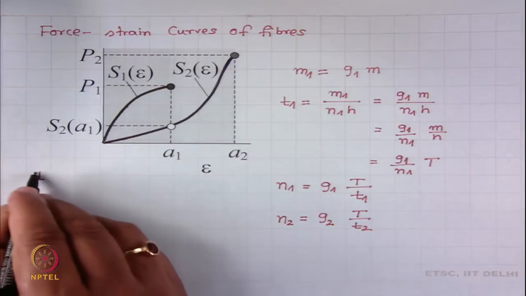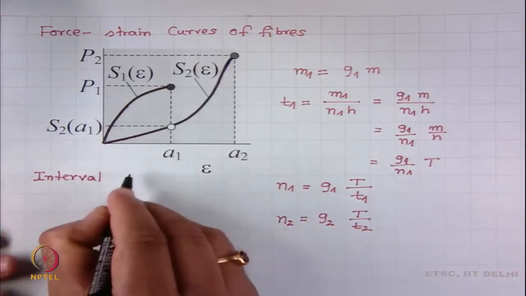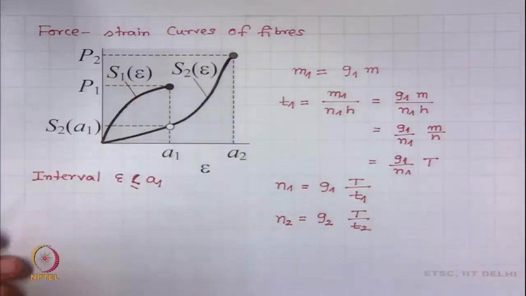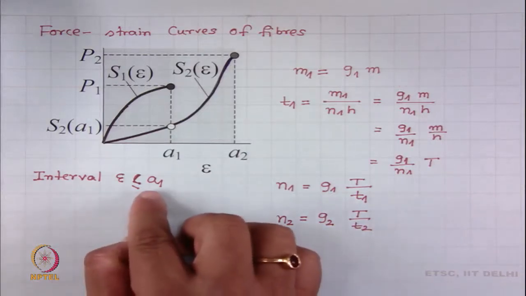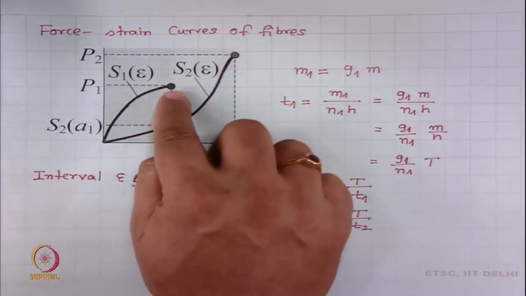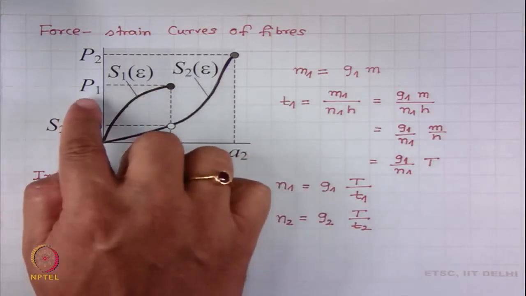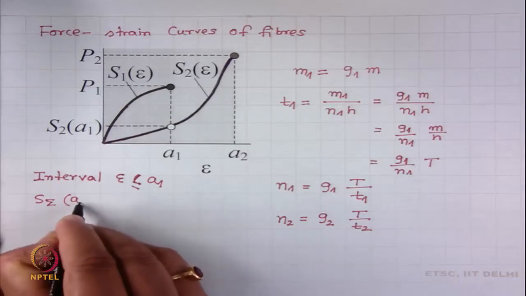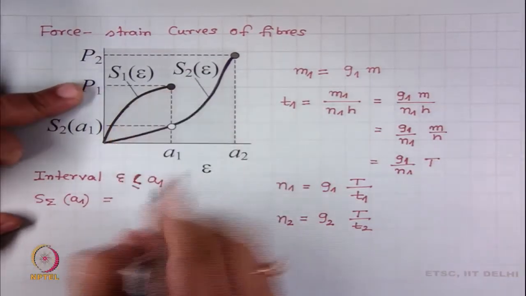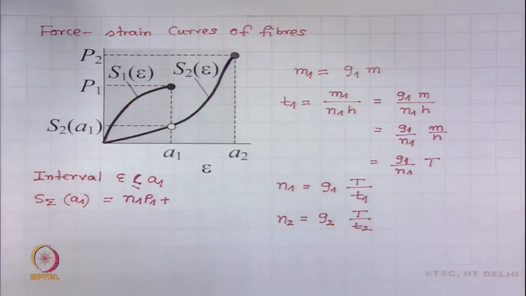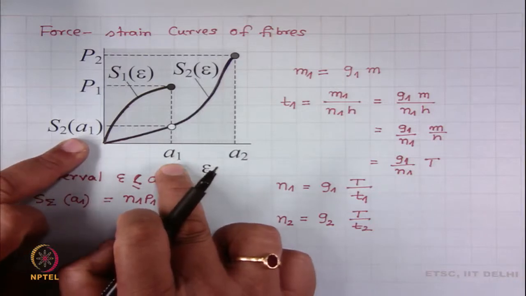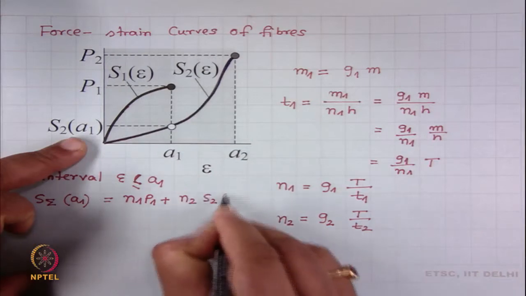First is this interval, elongation epsilon less than or equal to A1. So, when epsilon is equal to A1, the force exhibited by type 1 fibers will be N1 P1. So, what will be the force at elongation A1? N1 times P1, plus type 2 fibers are also stressed. What is the force coming from type 2 fibers? At this strain, this is the force, and how many type 2 fibers? N2.